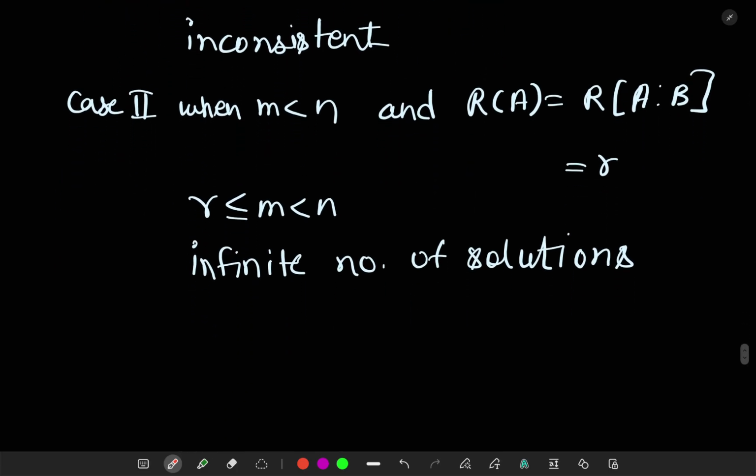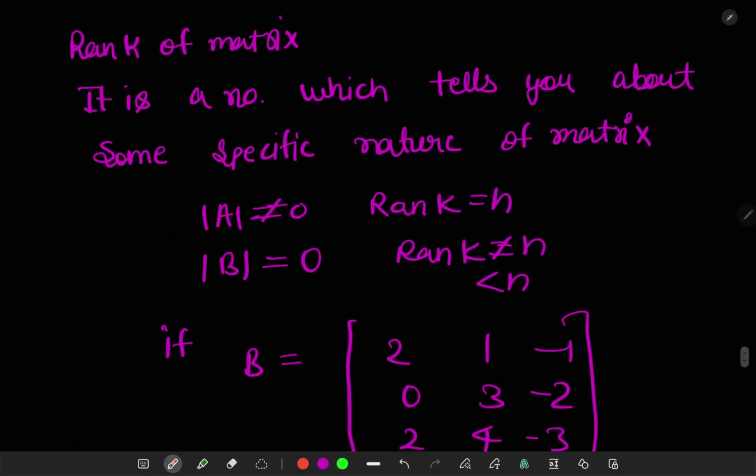Case 2, when m is less than n and rank of A equals rank of augmented matrix AB equal to R, here R is less than or equal to m and m is less than n. In this case we say that there is an infinite number of solutions. Now the third method is rank of matrix.